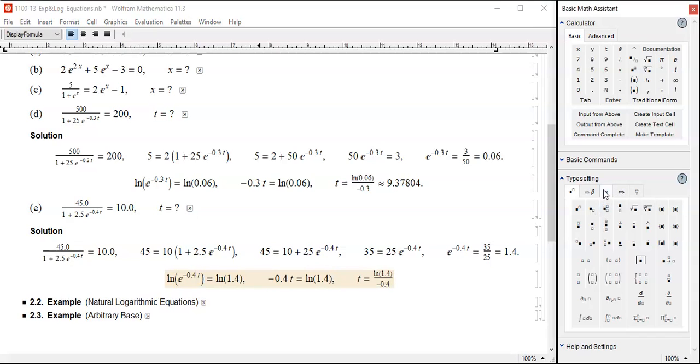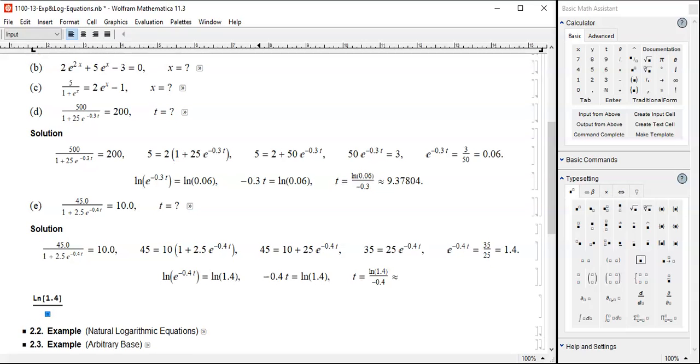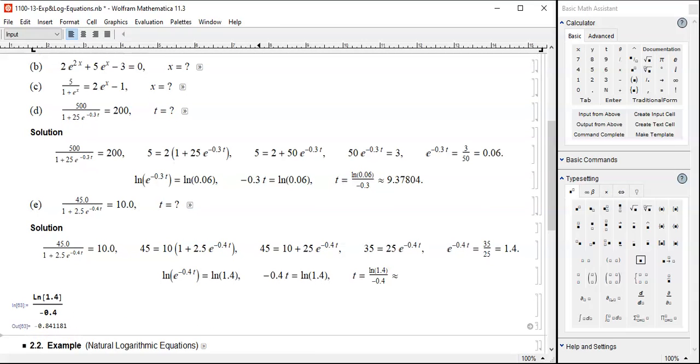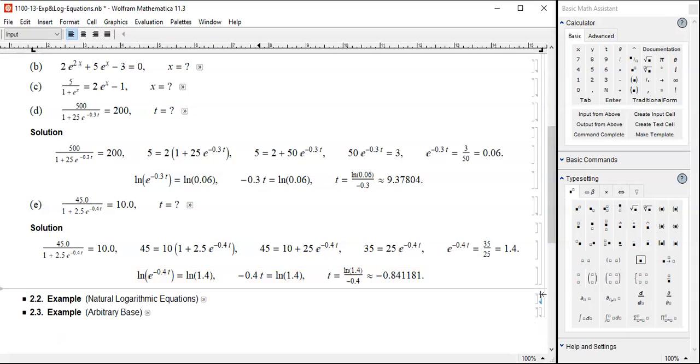And of course, you can use your calculator to find this one out. Go ahead and do that. What do you get? And I'm getting negative 0.84, approximately speaking. Okay.